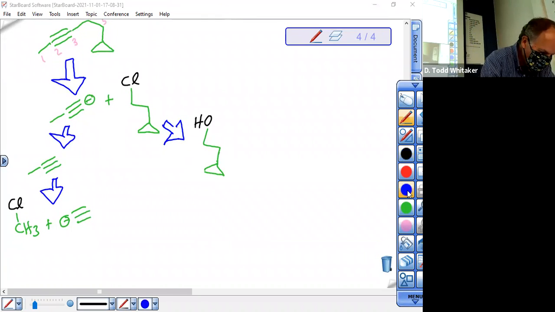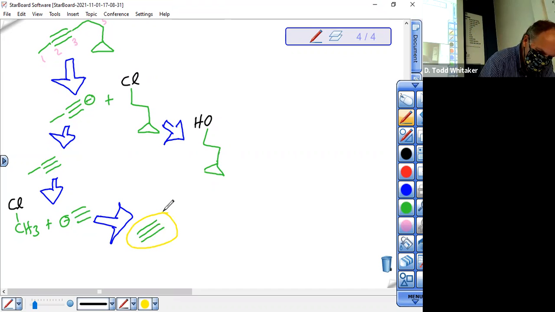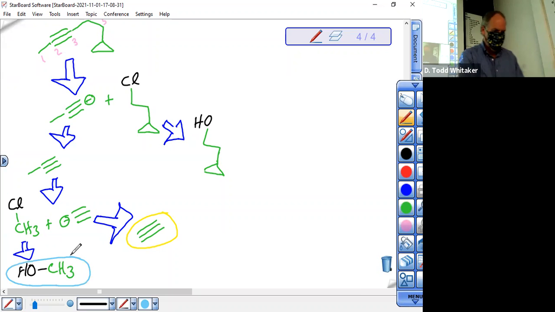And these are both one away from being circled. This is one away from acetylene. That gets a yellow circle. This is one away from methanol, an alcohol with 1 carbon. CH3. That gets a circle. And then we got to work on the other 5 carbons over here next. Good. It's almost done too.